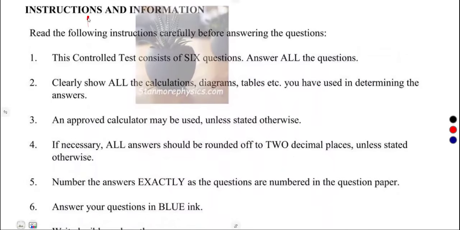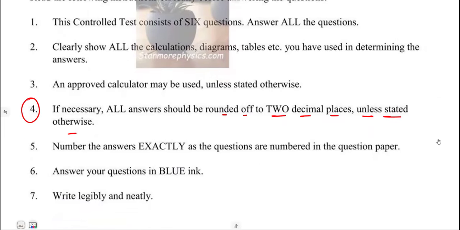Make sure you go through the instructions and information, as of the given instructions. The most important part is that your answers are supposed to be rounded off to 2 decimal places unless stated otherwise. So just go through each and every part, and you can also download the question paper if you check the comment section.